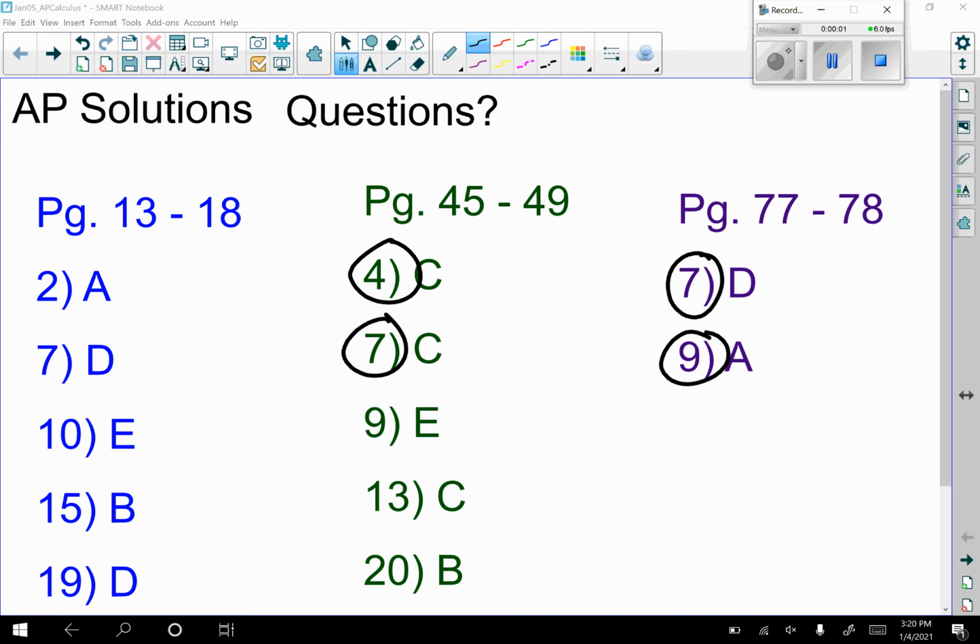Hello, everyone. Again, these are the answers to the AP problems that I gave you on the Friday before break. I believe you should be okay with the majority of these. I want to talk about these 4 problems I have circled.